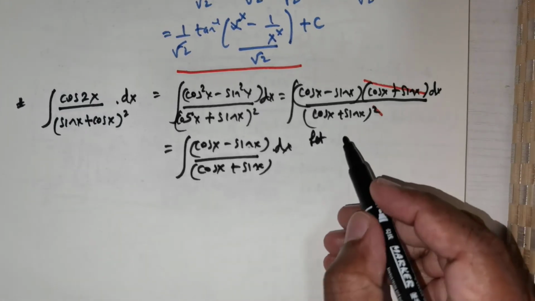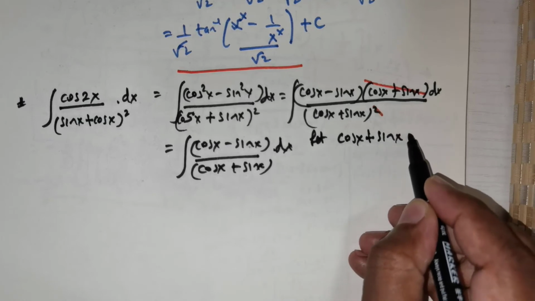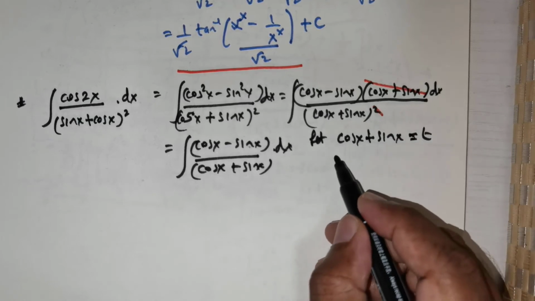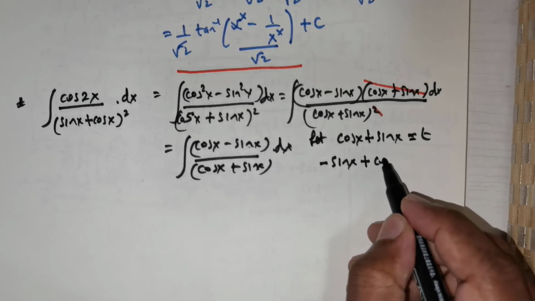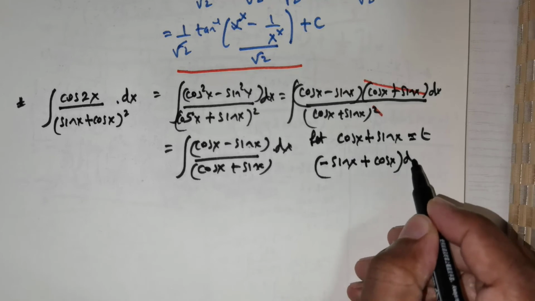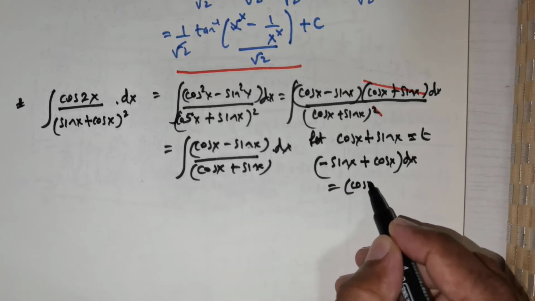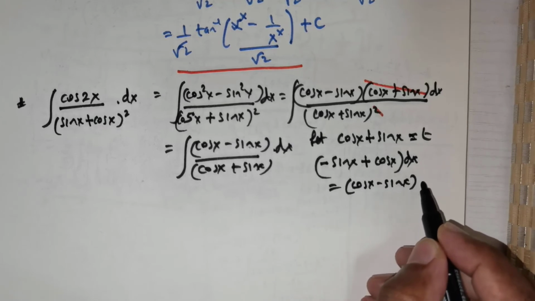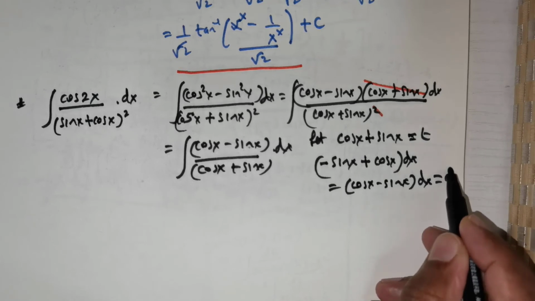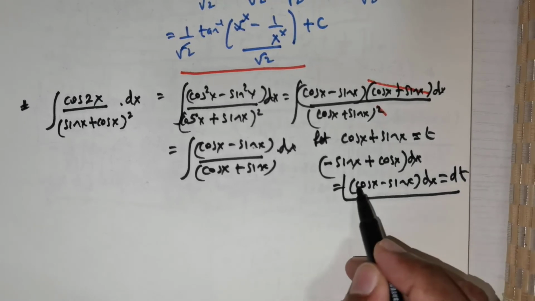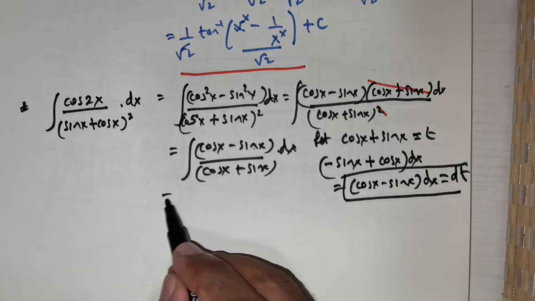If I were to take cos x positive sin x to be equal to t, if I were to differentiate cos x, I get negative sin x. If I were to differentiate sin x, I get cos x, and that has to be multiplied with dx. Now if I were to rewrite this, then you will be able to observe the form. This is nothing but cos x negative sin x times dx, right? But what is this? Differential of t would give us dt. So in place of cos x negative sin x times dx, I can substitute dt. So it's straightforward, right?